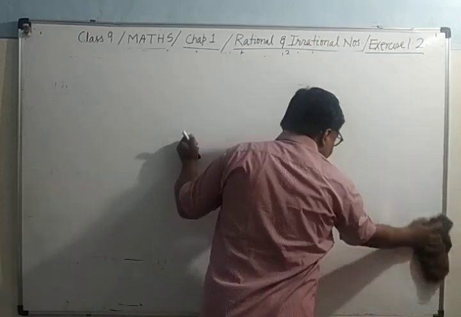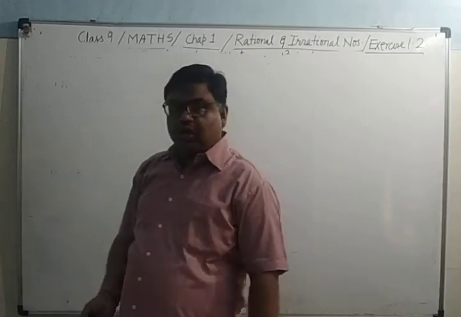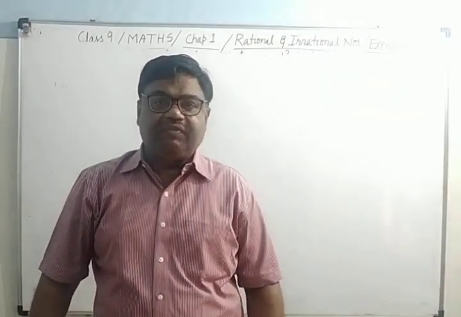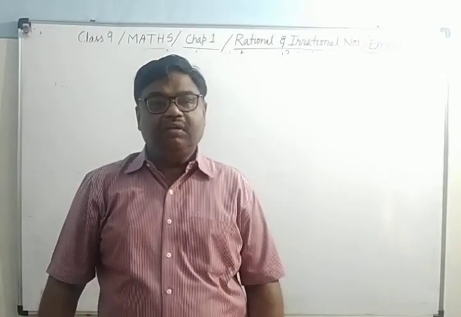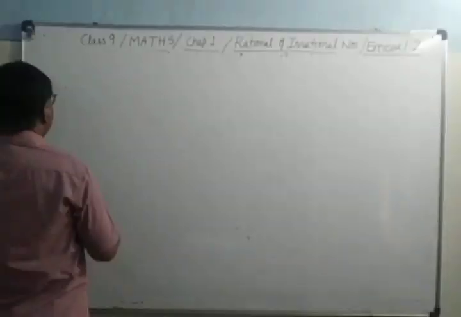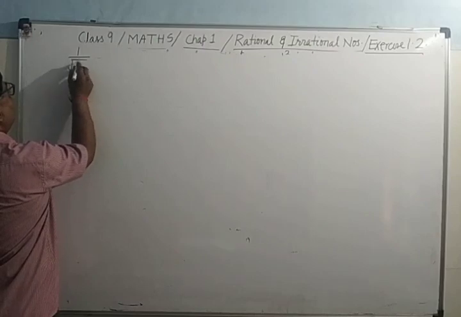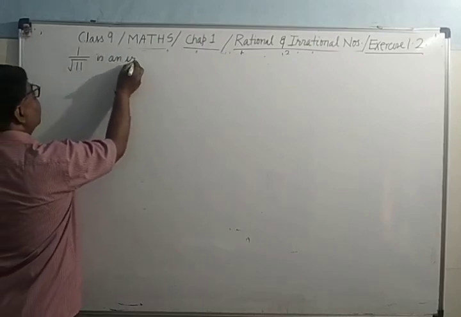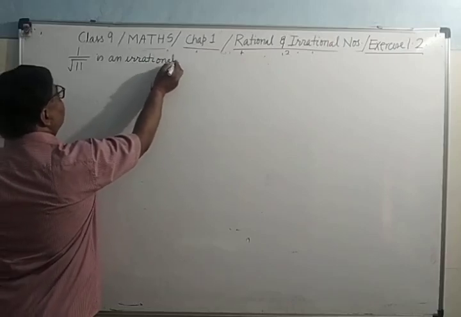If we apply the rule: if A is a natural number and P is a prime number and A square is divisible by P, then A will also be divisible by P. Is it clear? Now see here, you have to prove 1 upon root 11 is an irrational number. This you have to prove.